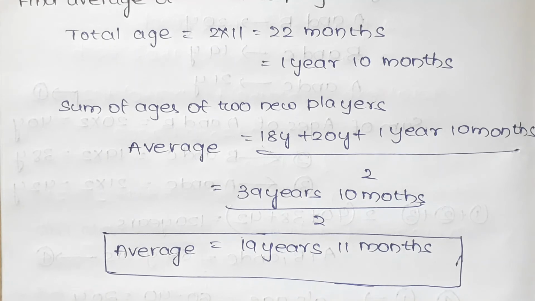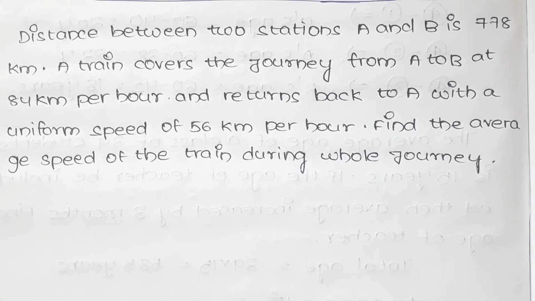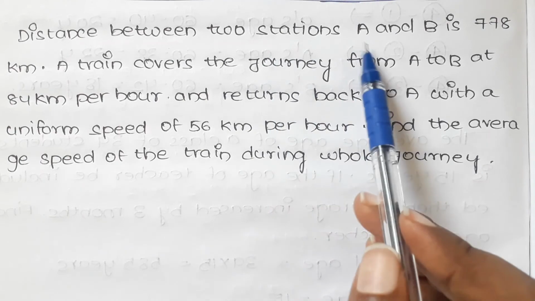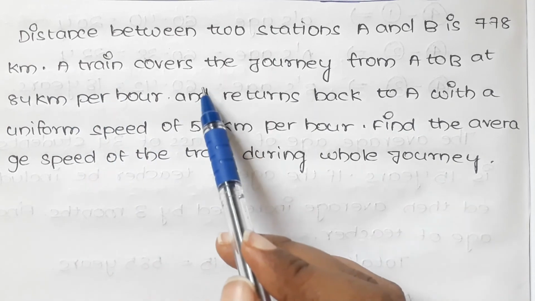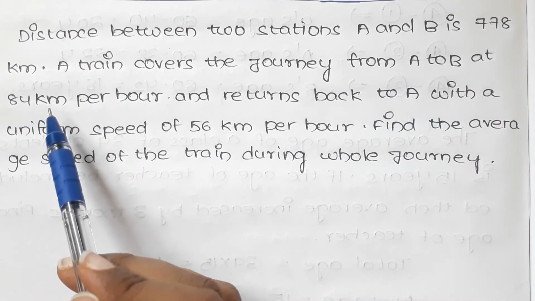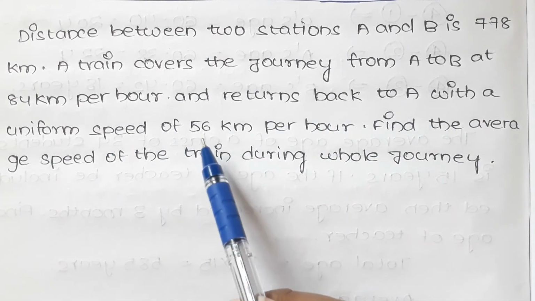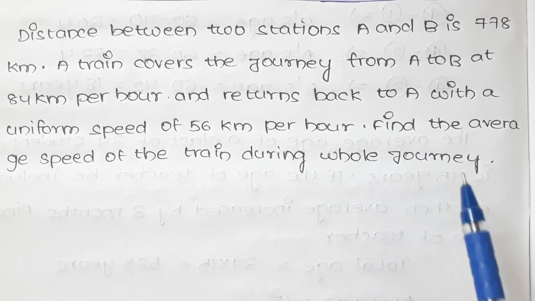And now these are some of the models on how to find the average of ages. And now let us see another model, that is on distance. Here is a problem based on distance. The distance between 2 stations A and B is 778 km. A train covers the journey from A to B at 84 km per hour and returns back to A with a uniform speed of 56 km per hour. Find the average speed of the train during the whole journey.